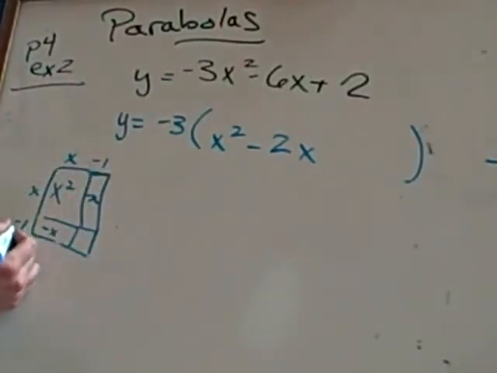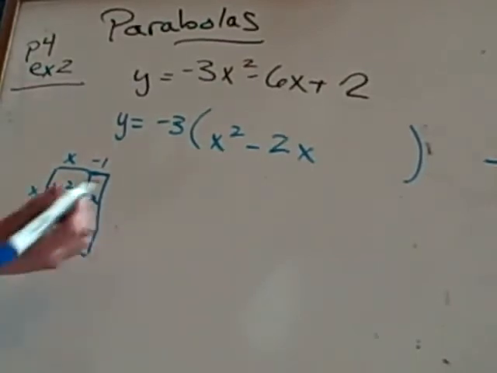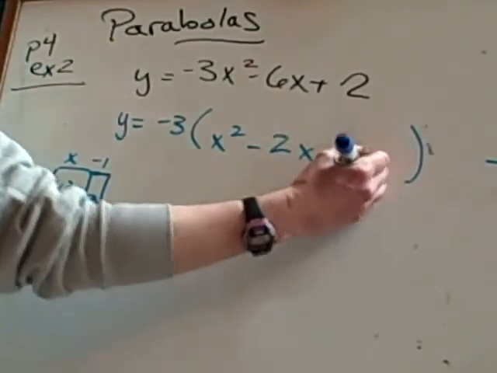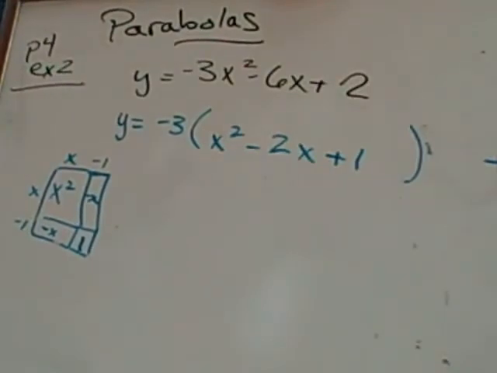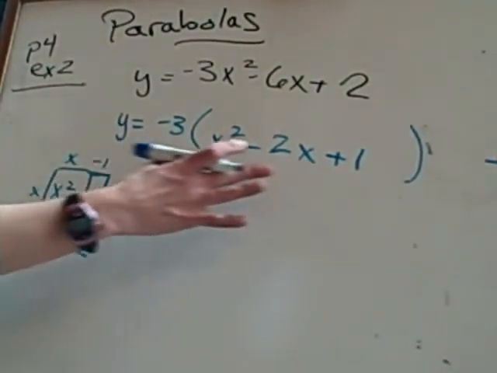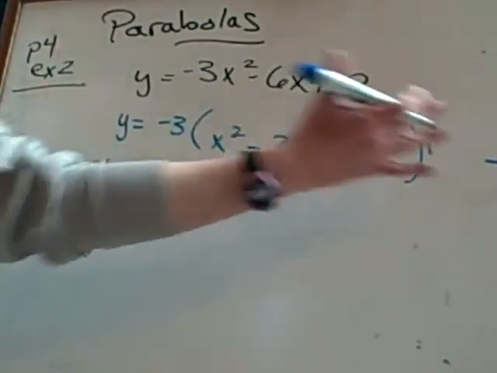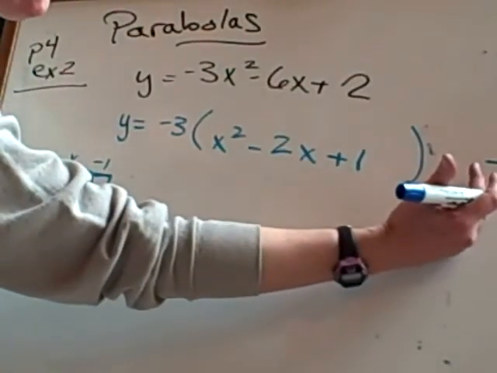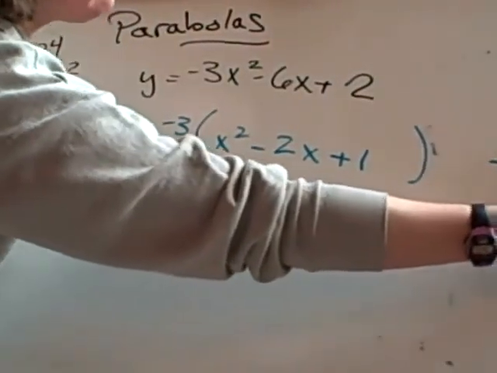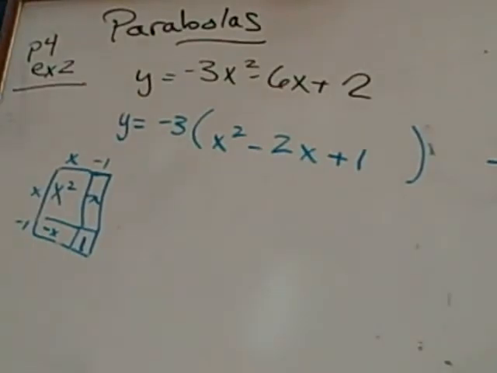What is negative 1 times negative 1? 1. So I have to add 1 inside this parenthesis. I didn't really add 1. What did I really subtract? 3. I really subtracted 3. I'm going to put it on the same side of the equation, so what do I have to do? Add 3, because my total has to be 0.